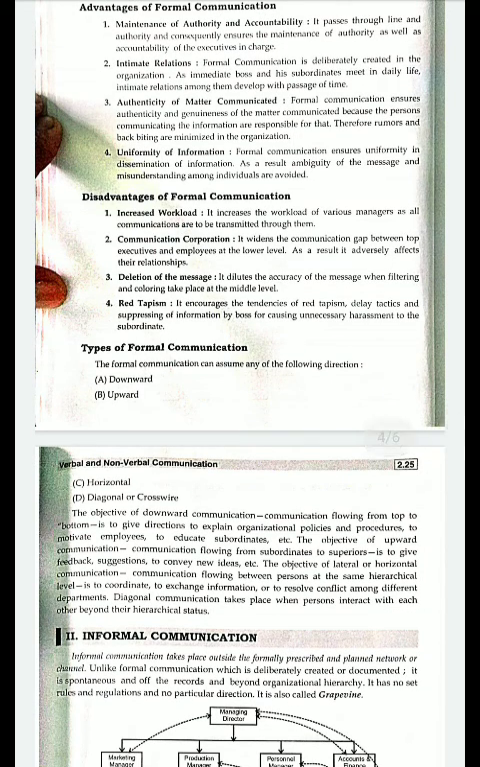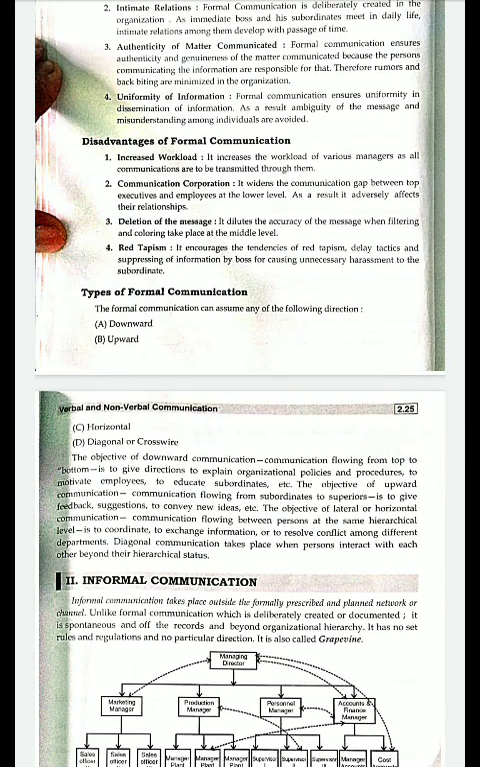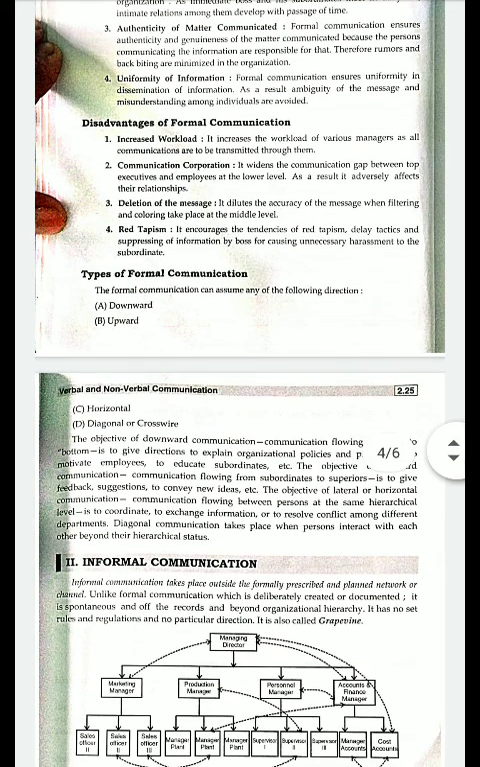And the next one is disadvantages of formal communication. Increased workload. With formal communication, the work of the employees is increased. The various employees working in the organization are overloaded with the increase in workload. Next one is communication gap. Formal communication widens the communication gap between the top executive and the employees.